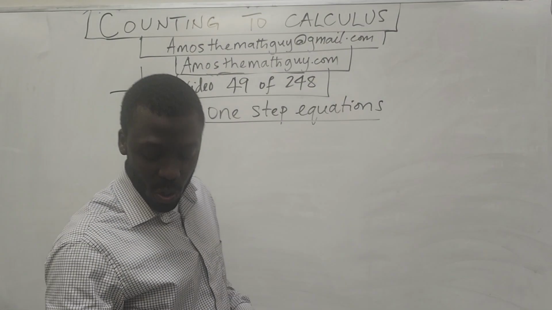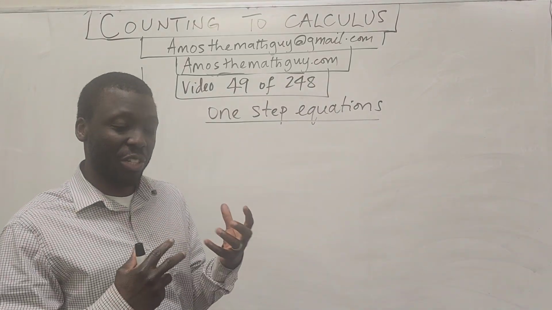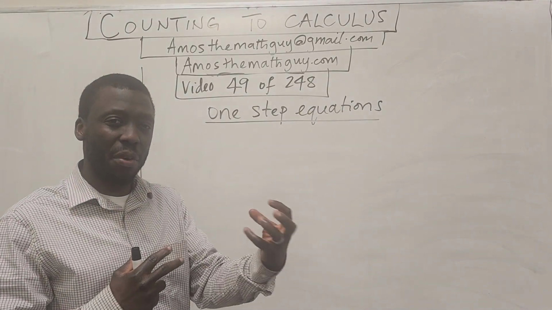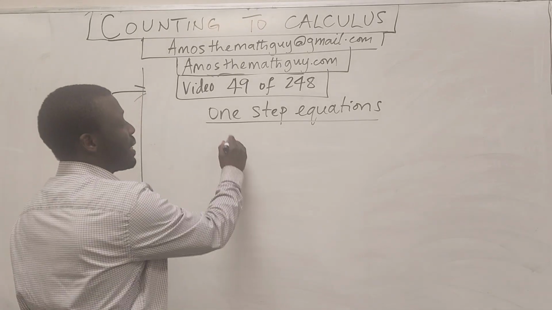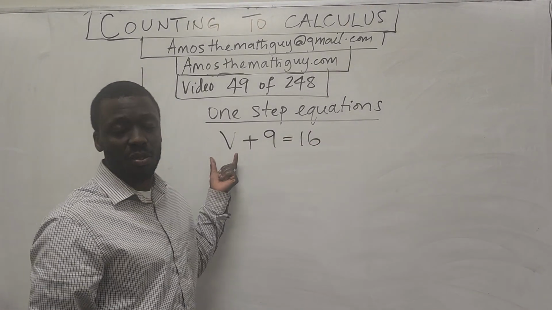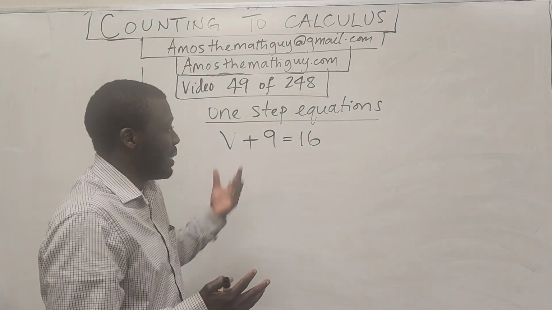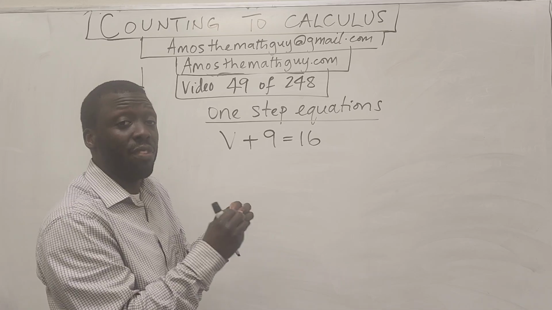So we're dealing with one-step equations, and the way we deal with them is basically we use the opposite operation for the thing next to the variable. So for example, if someone says v plus 9 is equal to 16, then we ask ourselves, what are we solving for? V. So we need to get rid of the 9. Now somebody could just look at this and say what number they believe v is, and they're correct.